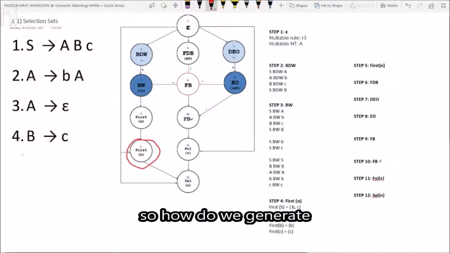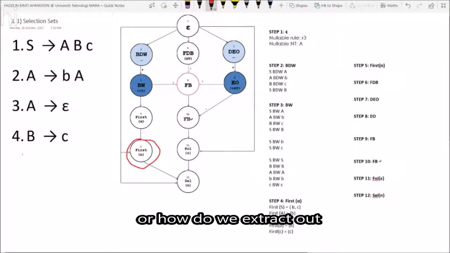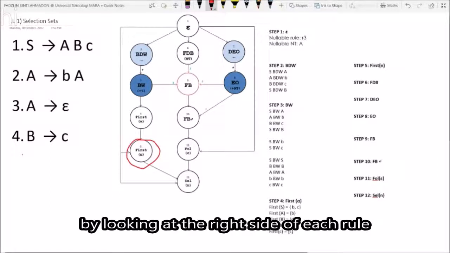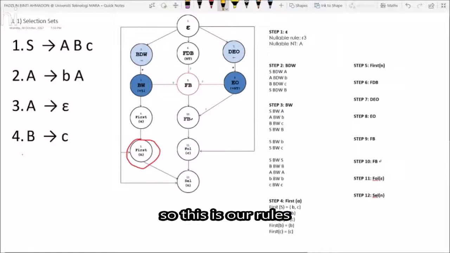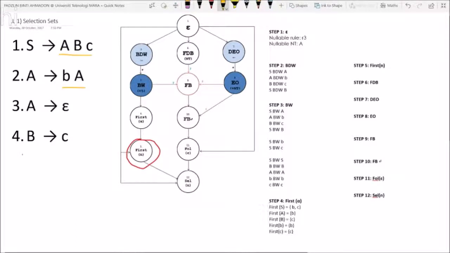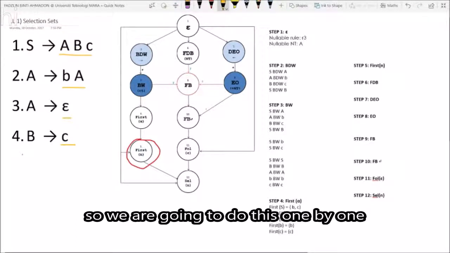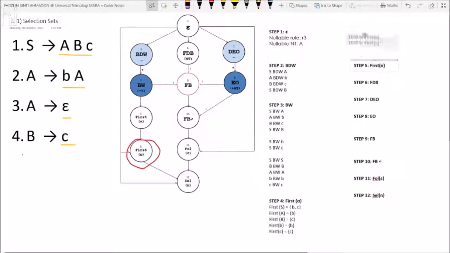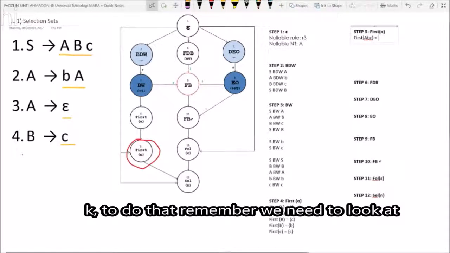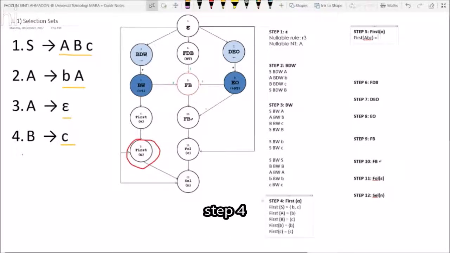So how do we generate, or how do we extract out the information for step 5? It is generated by looking at the right side of each row. So these are our rows. The right side after the derivation arrow are these ones. So we're going to do this one by one. Okay, first A, B, C is, okay, to do that, remember we need to look at step 4.